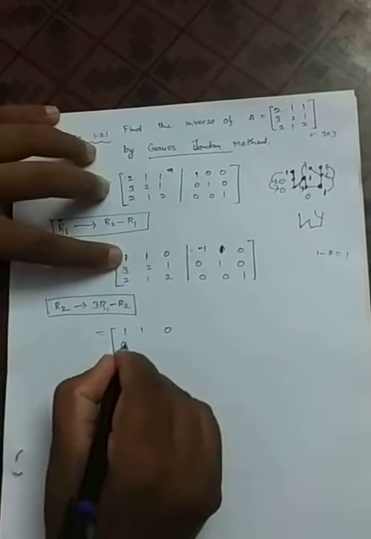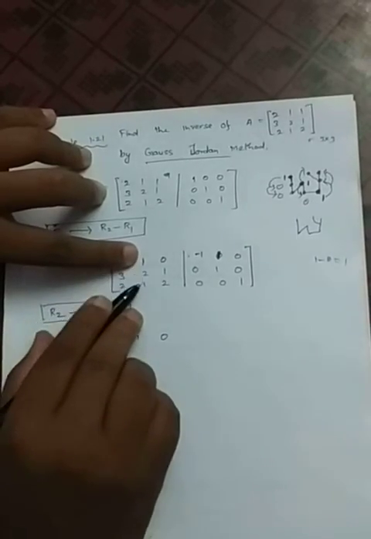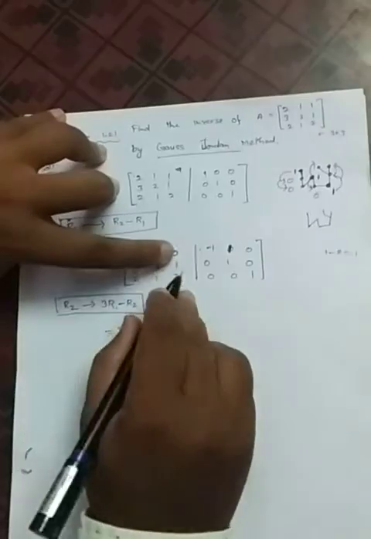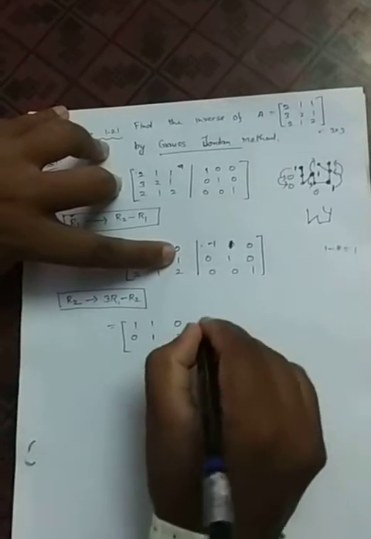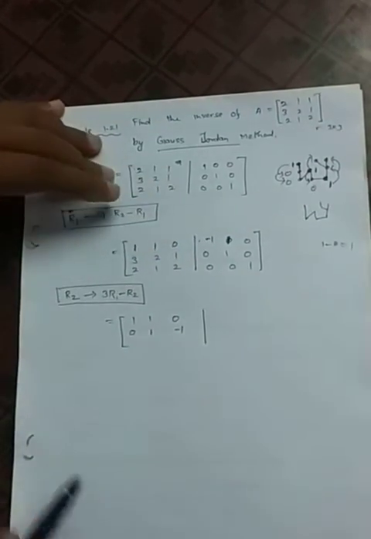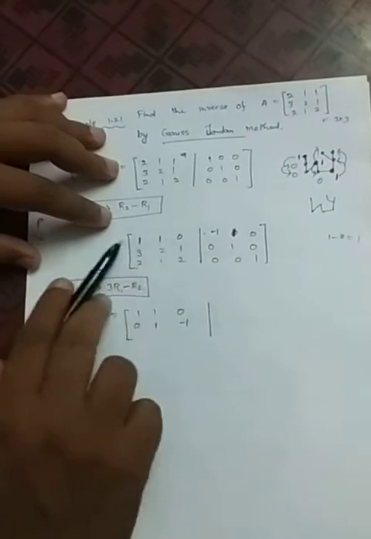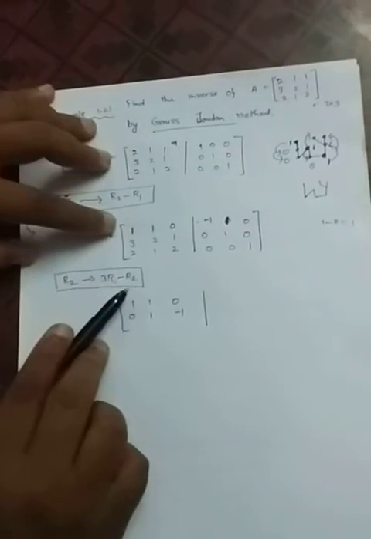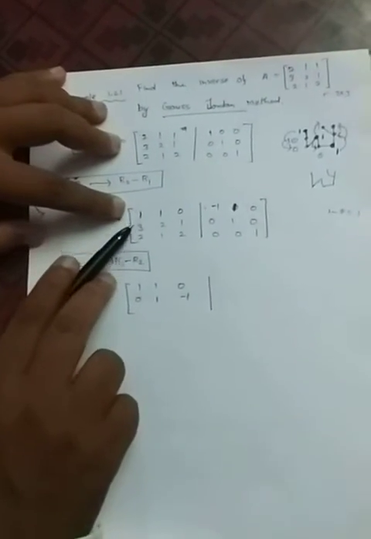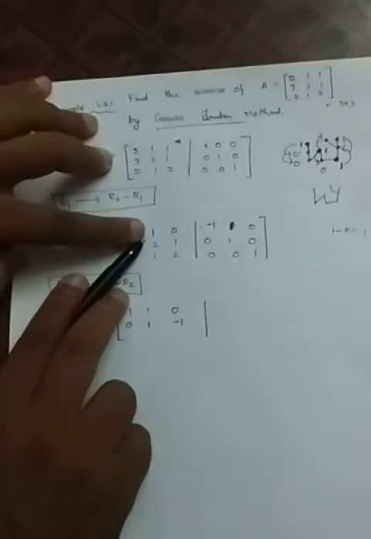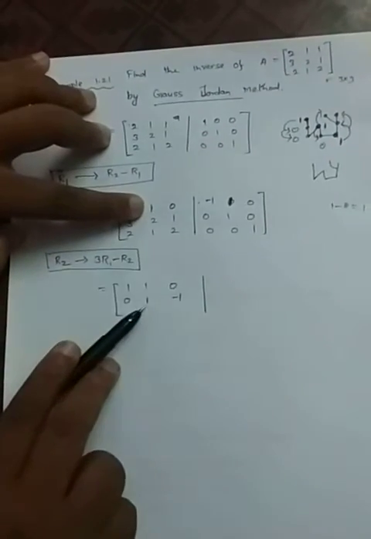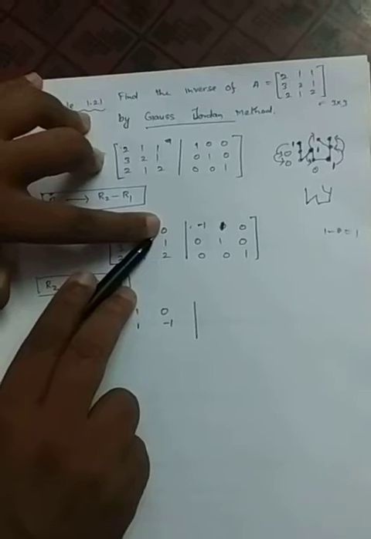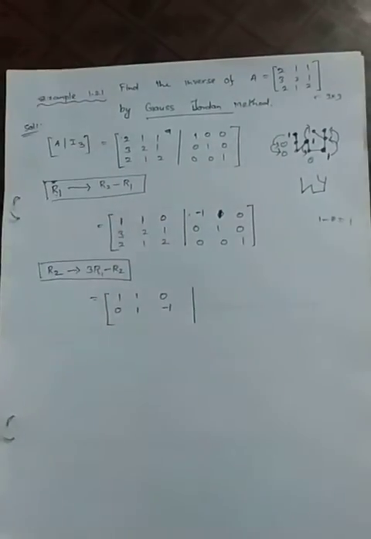3 ones are 3. 3 minus 3, 0. 3 ones are 3. 3 minus 2, 1. 3 zeros are 0. 0 minus 1, minus 1. That I have done. Is it clear? I am multiplying R1, this row 1, by 3 and subtracting R2. 3 ones are 3. 3 minus 3, 0. 3 ones are 3. 3 minus 2, 1. 3 into 0, 0. 0 minus 1, minus 1 I have written.